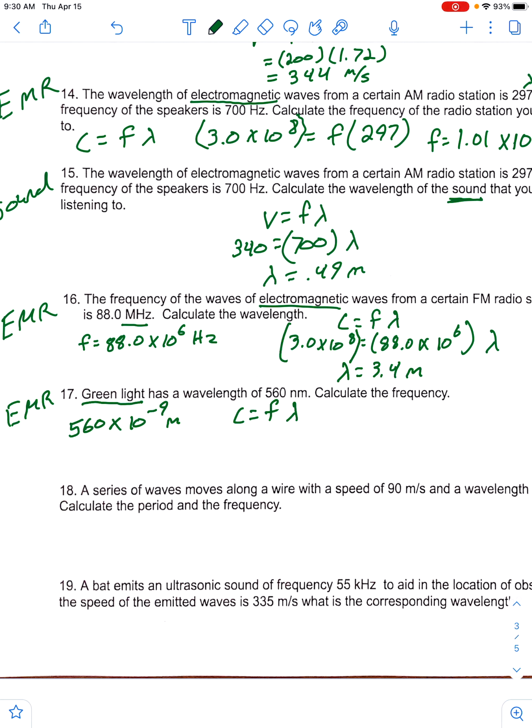So now that's fixed. So I'm going to do c, which is my speed of light, so 3.0 times 10 to the 8th equals my frequency, I don't know, multiplied by my wavelength, which is now 560 times 10 to the negative 9. So take my speed of light and divide it by the wavelength, and you're going to get a frequency of 5.4 times 10 to the 14th hertz.